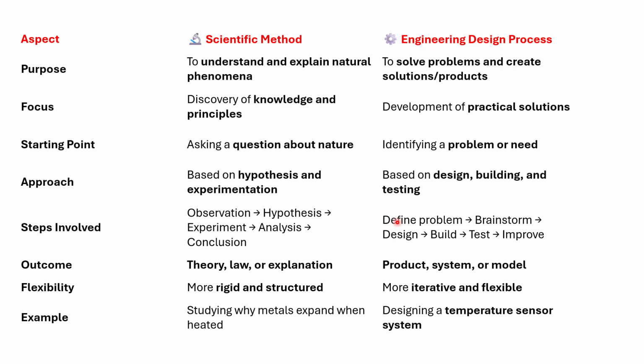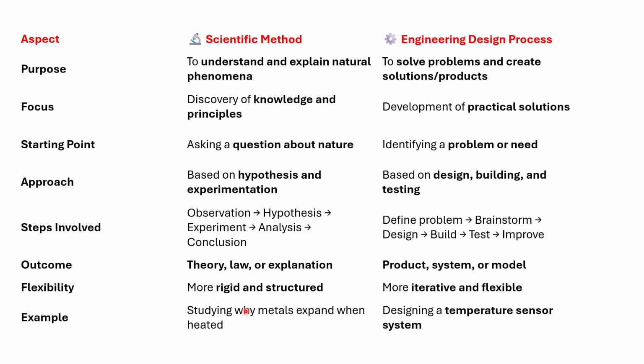Whereas in the engineering design process, first you need to define the problem, then do the brainstorming, design, build, test, and improve. Coming to the scientific method, the outcome is basically a theory, law, or explanation. In the engineering design process, the outcome is a product or a system or a model. The scientific method is more rigid and structured, whereas the engineering design process method is more iterative and flexible.